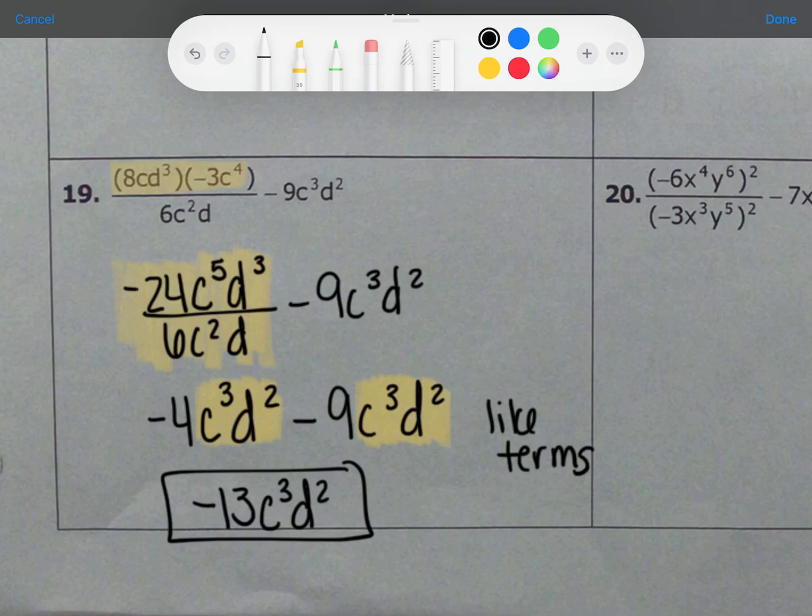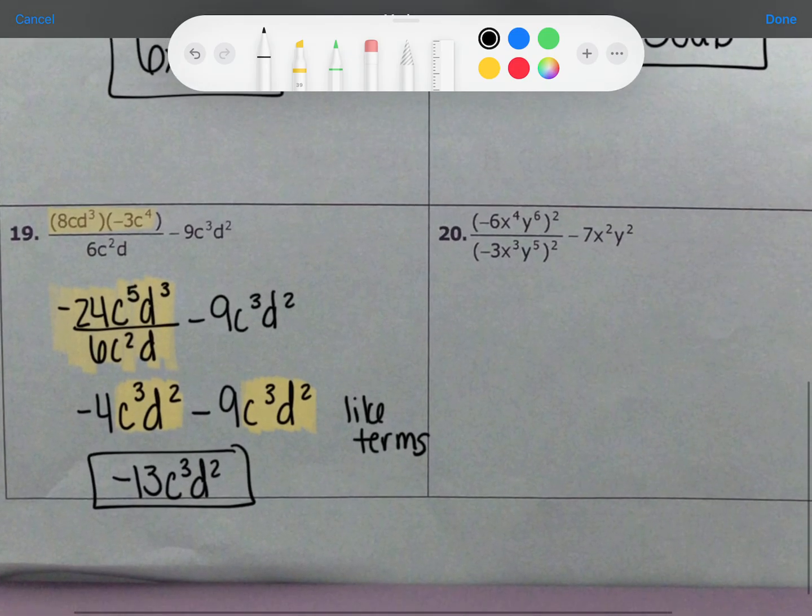All right. Try number 20. Pause the video and see what you can come up with on number 20. You're going to have to distribute twice and then divide and then subtract. All right, welcome back. I'm going to distribute the top and then distribute the bottom and see what I end up with. Subtract them and then combine some like terms here.